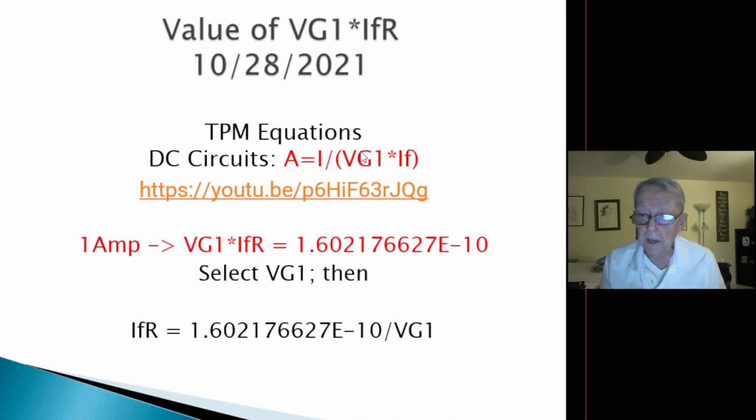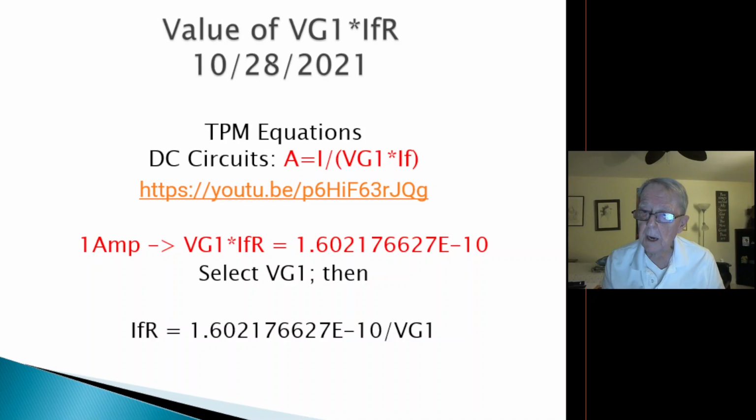Well, since then, very recently, I found a value of VG1 times IfR. I didn't find the individual values. I found the product of the two. And last Thursday, a week ago Thursday, October 28th, I was on my morning walk when I remembered about this number.